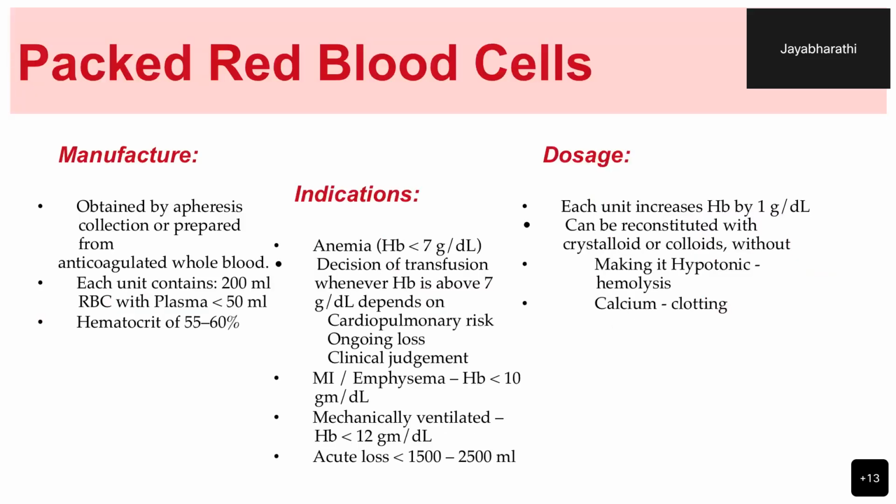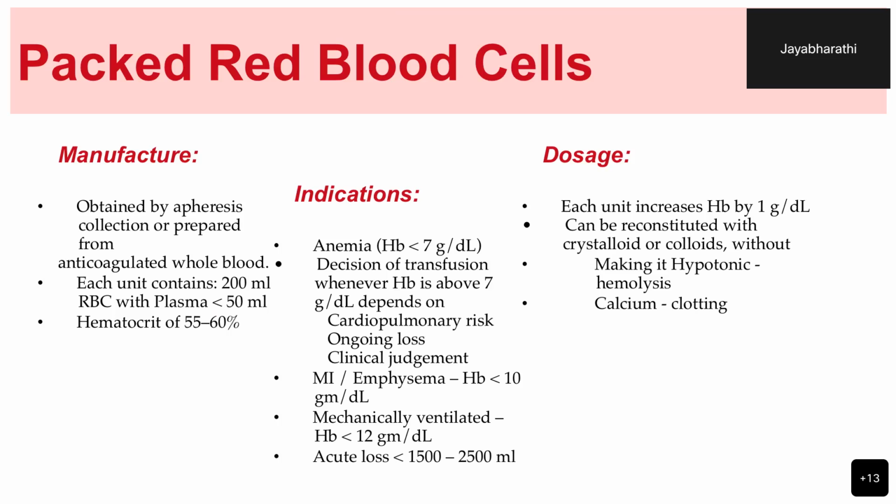Coming to the packed red blood cells, it is prepared from anticoagulated whole blood, and each unit contains 200 ml RBC with a plasma of less than 50 ml, and it increases the hematocrit to 55 to 60%. Indications include anemia, where the hemoglobin is less than 7 gram per deciliter. The decision of transfusion whenever the HB is above 7 depends upon the cardiopulmonary status, ongoing blood loss, and the clinical judgment. The transfusion trigger for MI and emphysema is hemoglobin less than 10 gram per deciliter, whereas in mechanically ventilated patients, HB less than 12 gram per deciliter is the transfusion trigger.